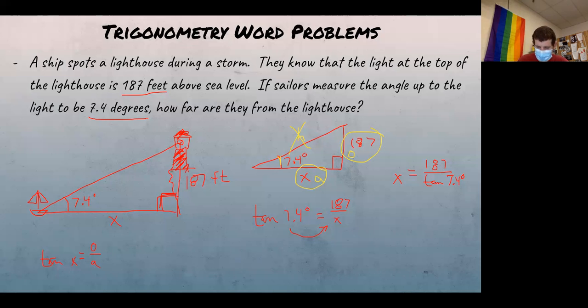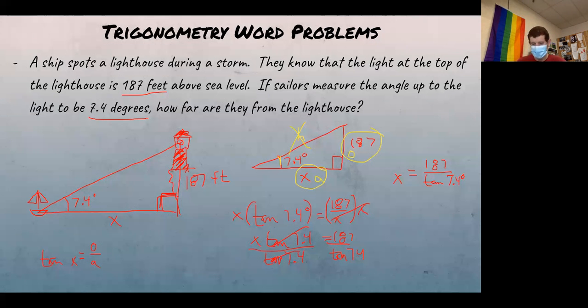But anyways, if I run through the algebra, I will erase that real quick. I'll multiply by x on both sides. We'll just make sure that this actually worked out the right way. Those cancel out. X times tangent of 7.4 equals 187. Divide by the tangent of 7.4, and there it is. You can see x equals 187 divided by tangent of 7.4.